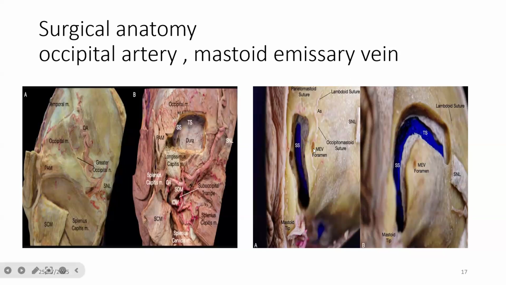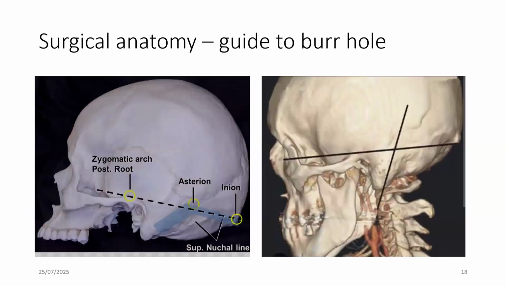So bleeding from this vein can be very dangerous, depending on the size of the vein. So one has to be very careful of it. When one exposes it, one uses bone wax or electrocautery in order to stop bleeding from here. It may also be a source of air embolism, because the vein drains into the sigmoid sinus.